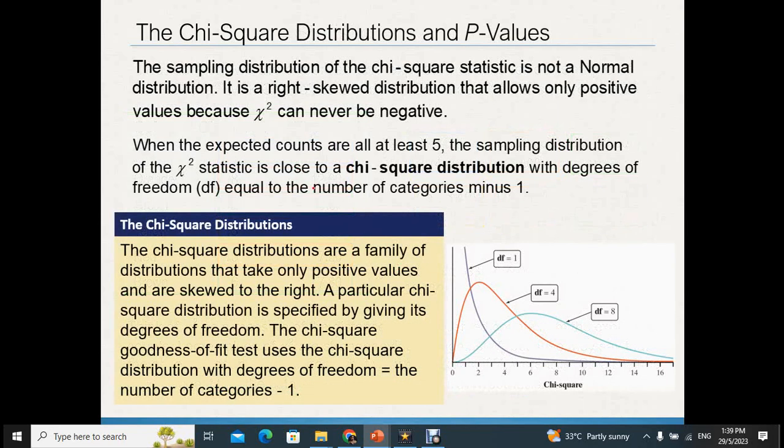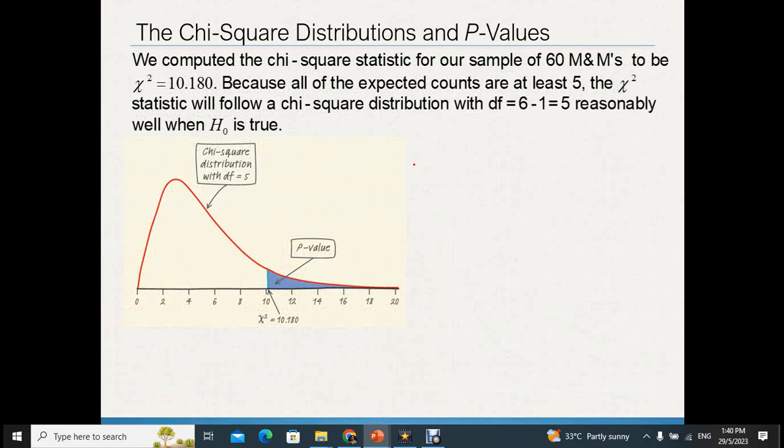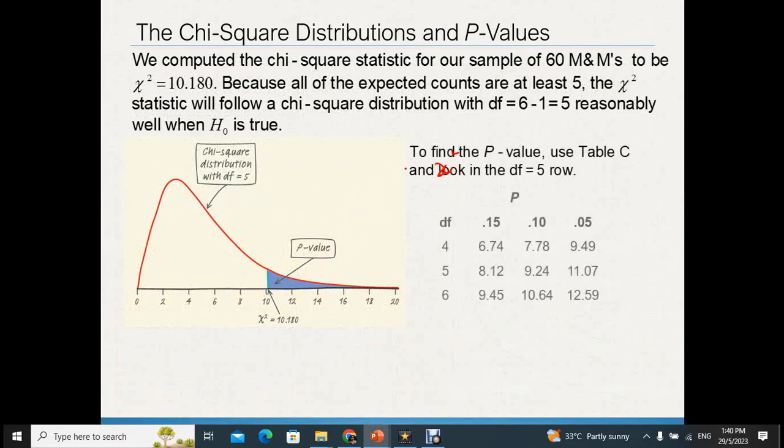Okay, so how to do it? You need to use the chi-square distribution. The chi-square distribution is a family of distributions that take only positive values. This is the chi-square distribution. Now our X square is 10.180. How do we get the p-value from the table?